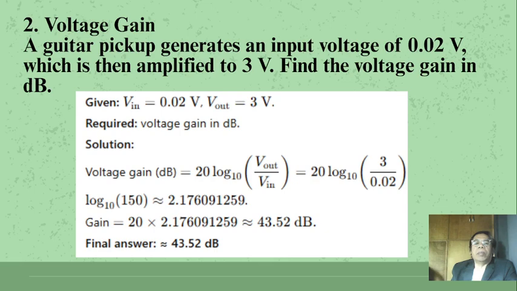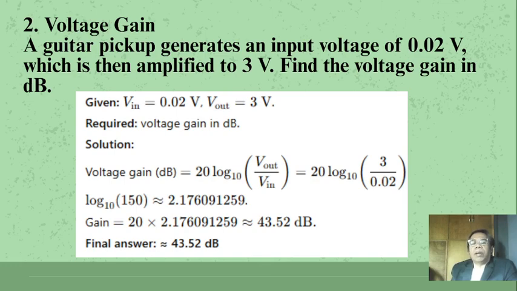Number 2, voltage gain. A guitar pickup generates an input voltage of 0.02 volt, which is then amplified to 3 volts. Find the voltage gain in decibels. So we're given the V input 0.02 volt, the V output 3 volts. Required: the voltage gain in dB.